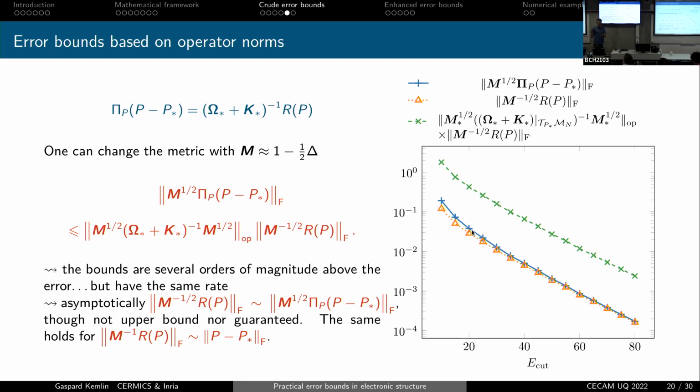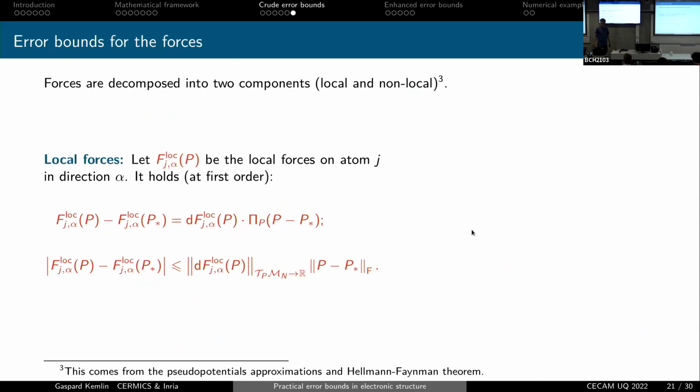Okay, so this was to speak about energy, density matrices, and everything. Now we can move on to forces. So in our case, in DFTK, we use pseudo potentials. And so the forces have 2 main contributions, local and non-local. And for the example, I will only focus on the local contribution.